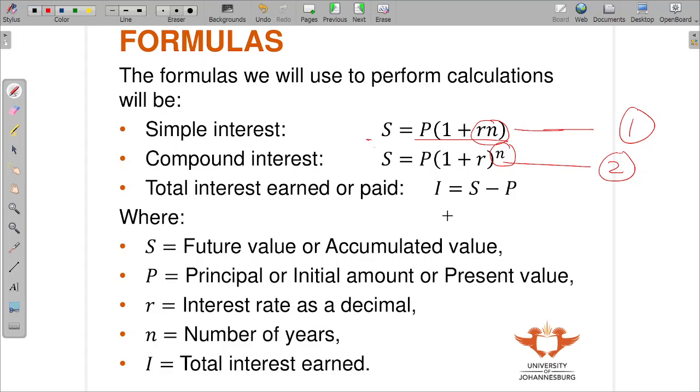Okay, so the future value minus the present value will be the total interest earned or paid. All right?